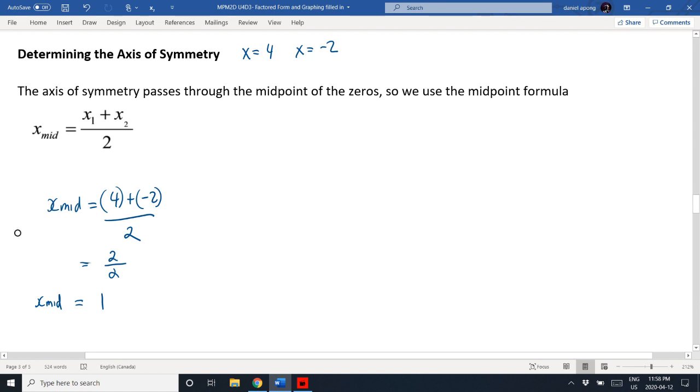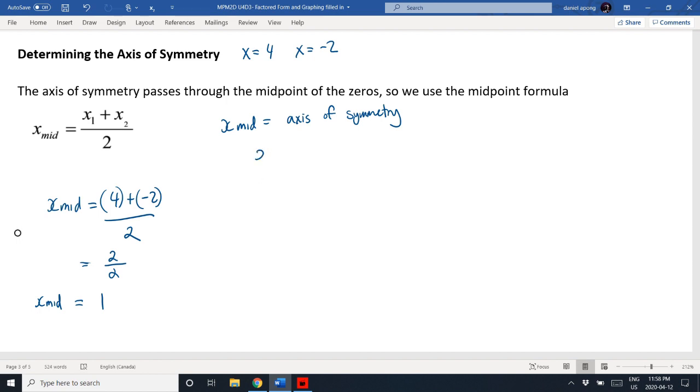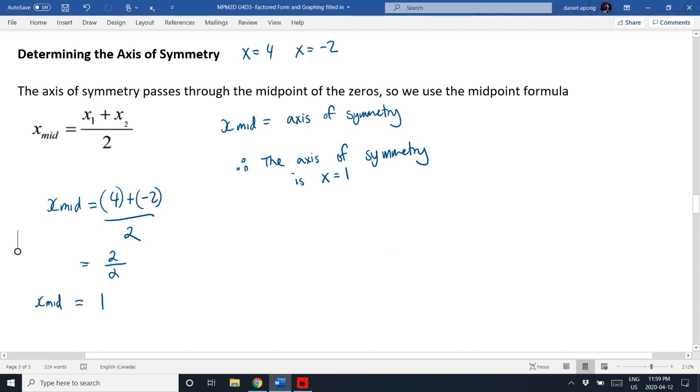So our x mid is equal to 1, and we know the x mid is equal to the axis of symmetry. In this case, the axis of symmetry is x is equal to 1. So we can conclude the axis of symmetry is x is equal to 1. Remember, we always state the axis of symmetry as an equation of a vertical line. In this case, x is equal to 1.